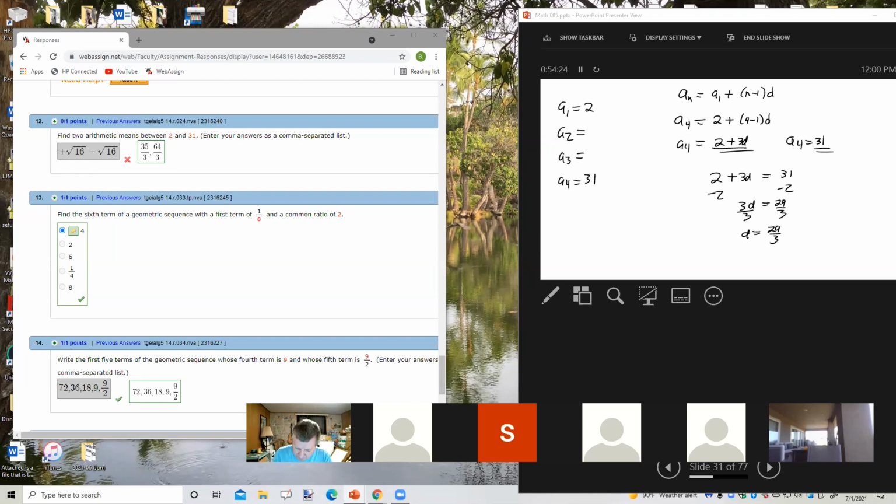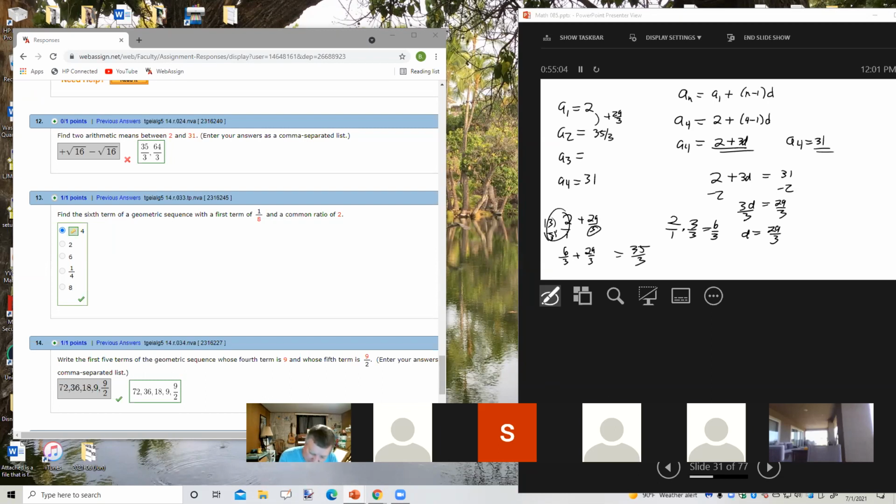Okay, now, how do we get from a1 to a2? We add the common difference. So 2 plus 29 thirds would be 6 thirds plus 29 thirds. Now, what am I doing over here? I'm taking 2 and multiplying it by 3 over 3 to build it up to a fraction that has the same common denominator, okay, which gives me 35 thirds.